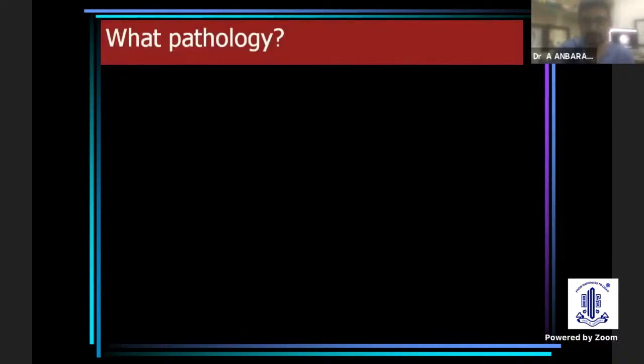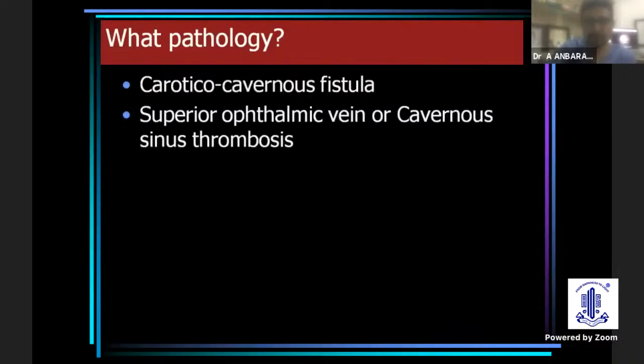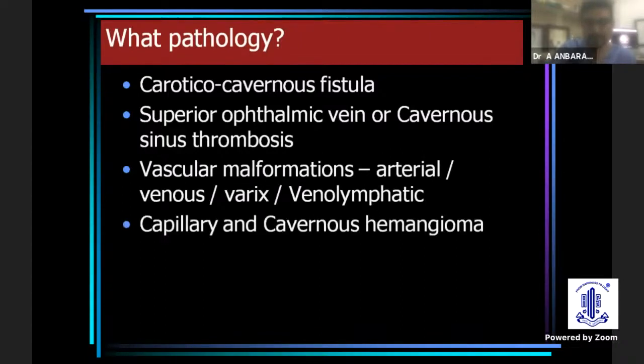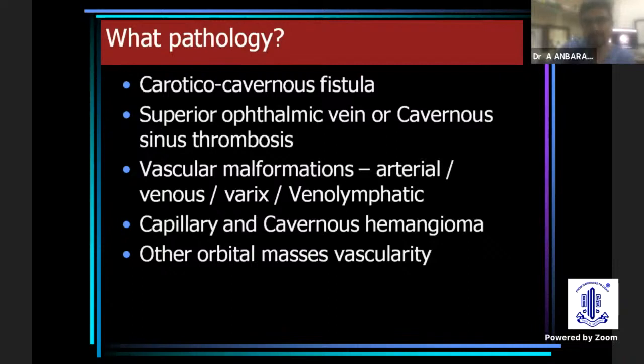But what are the pathologies we can pick up? Carotid cavernous fistulas, ophthalmic vein or cavernous sinus thrombosis, vascular malformations like arterial, venous, varix, venolymphatic malformations, capillary and cavernous hemangiomas, and other orbital masses where you need to know the vascularity.